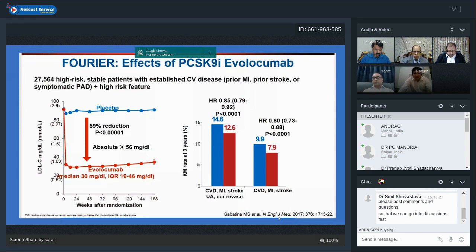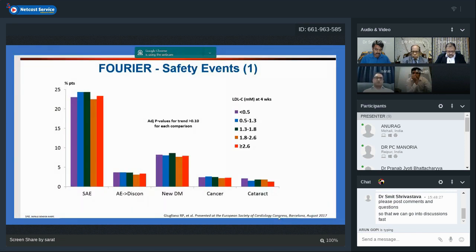On the right side, you see the primary endpoint, which is a combination of CV death, MI, stroke, unstable angina, and coronary revascularization, is significantly reduced. And on the right side, you see the secondary endpoint of CV death, MI, stroke also is reduced significantly. Cardiovascular death alone could not be shown to differ in the FOURIER trial. And you can see safety events, these are almost placebo-like side effects.